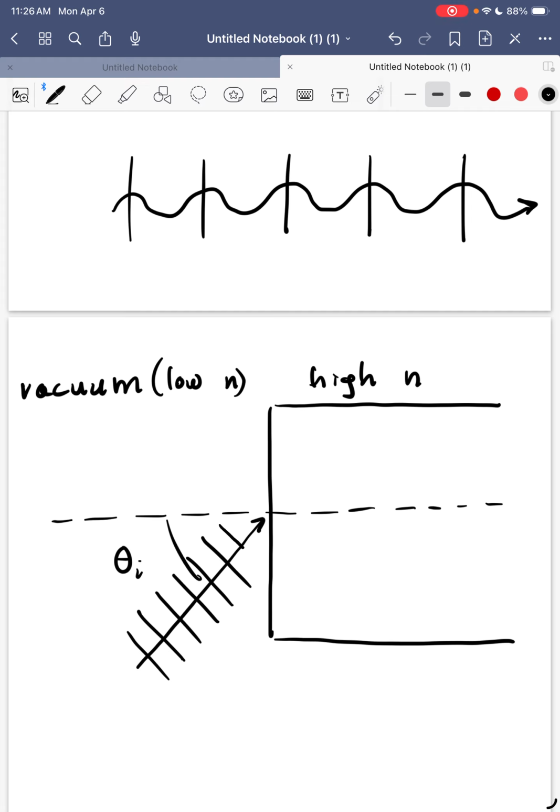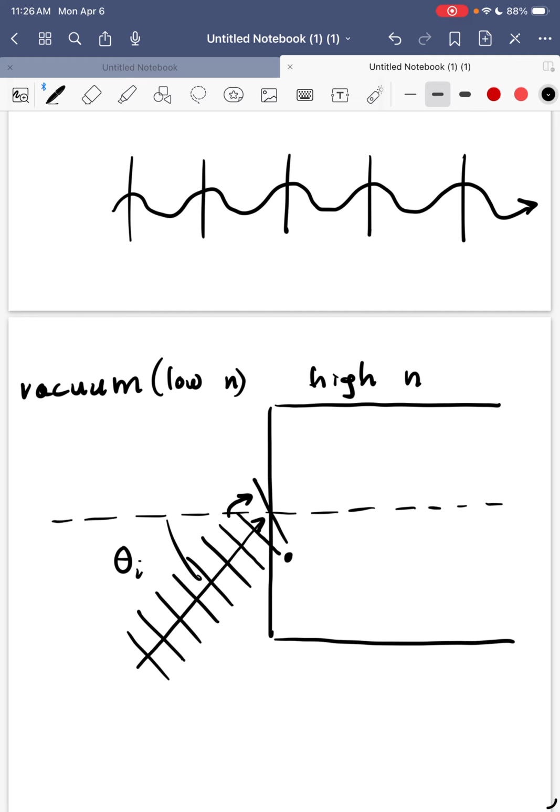Now when it gets to this material here, one of these wave crests is going to be in an interesting position. Let's take a look at this. This wave crest, conceptually, will be stuck in the high index of refraction, which means it's going to go slower, whereas this part of the wave crest is still in the vacuum, which is a low index of refraction, and it travels faster. So relatively speaking, this part is going to travel faster, and this part is going to act like it's stuck. And so things are going to pivot in a way like this.